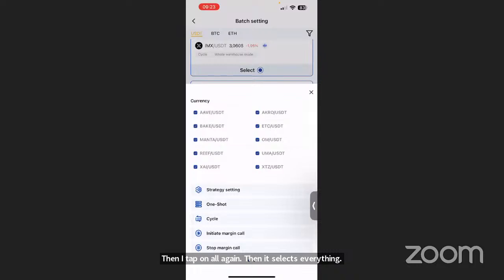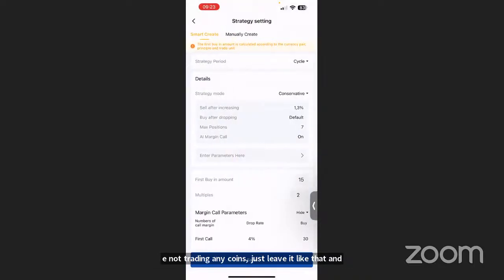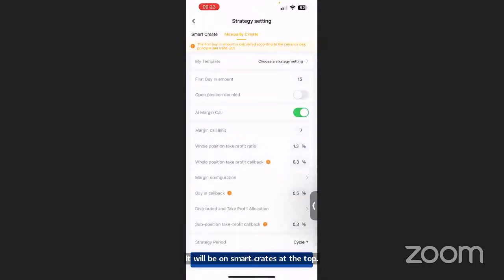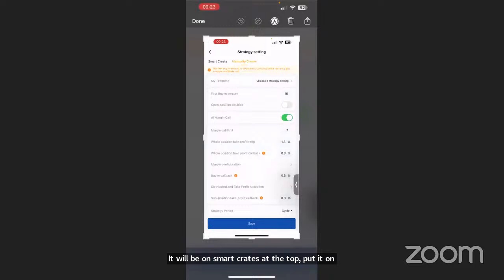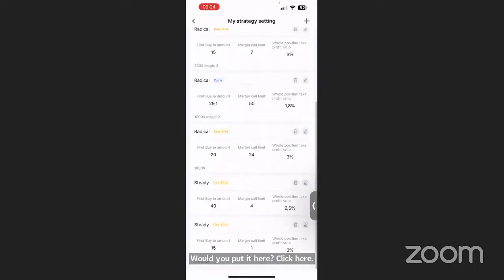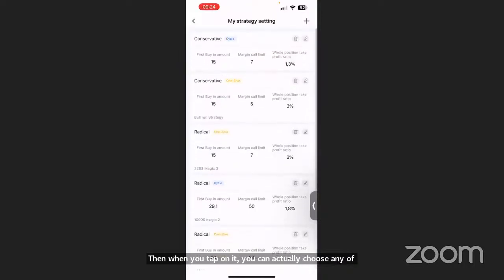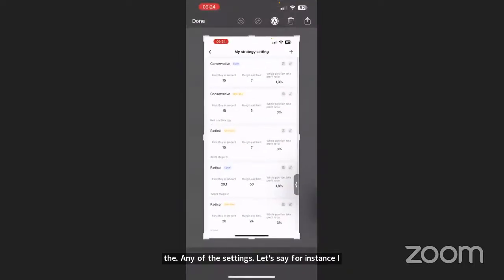Once I tap on batch setting, maybe the coins that I'm trading, I would like to untick those ones so that the settings do not affect them. But if you're not trading any coins, just leave it like that and tap on strategy setting. It will be on smart create at the top, put it on manually create. Then click here. Then when you tap on it, you can actually choose any of the settings.